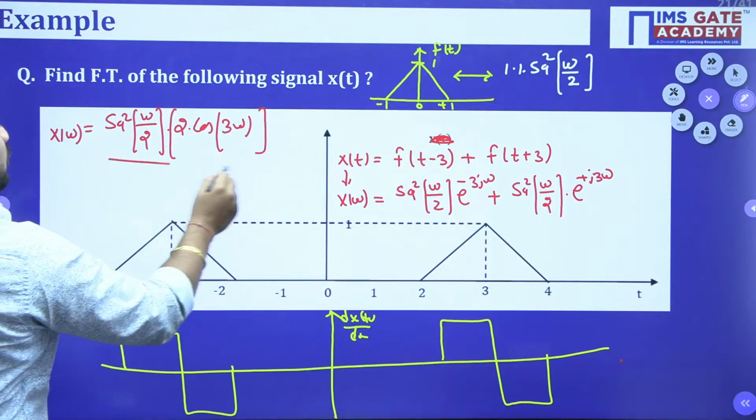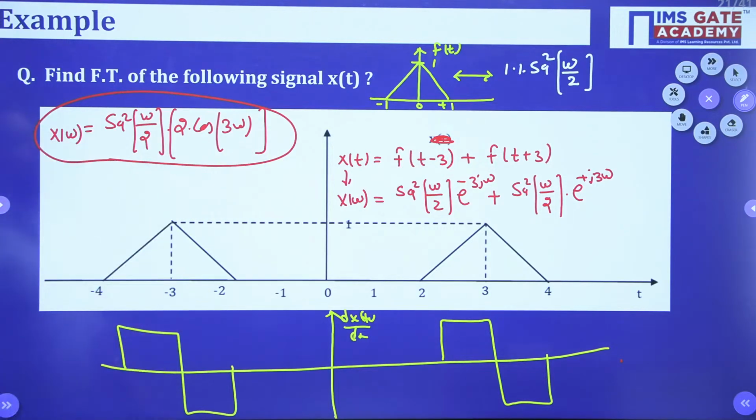Is this clear or not? This is your final answer. How many of you are getting this? Do reply fast. Well done Vaidehi, super, very good. Twice Sa squared of omega by 2 cos 3 omega. Very good.